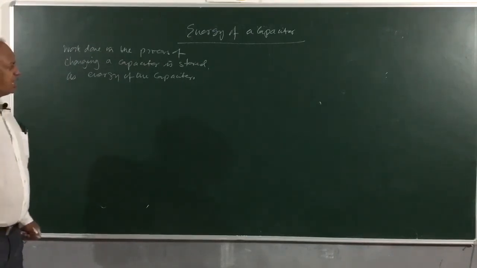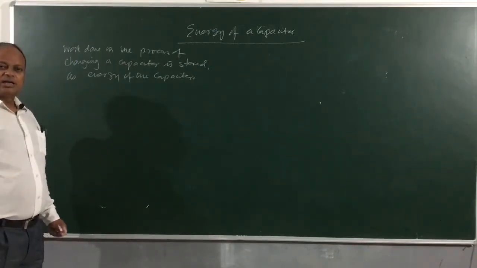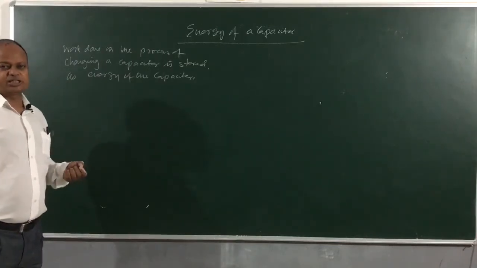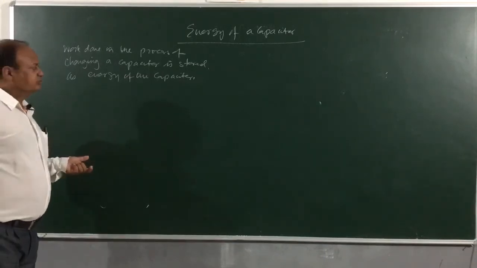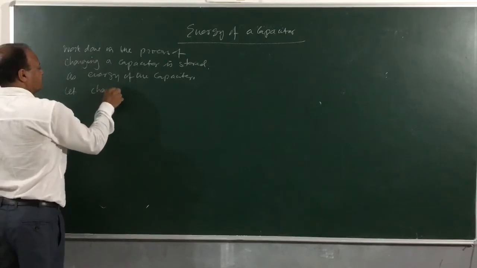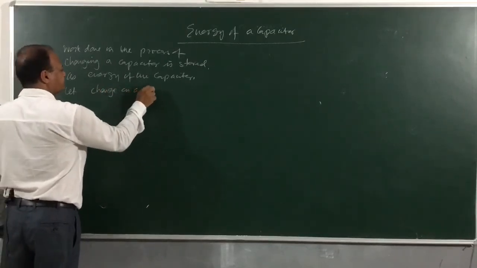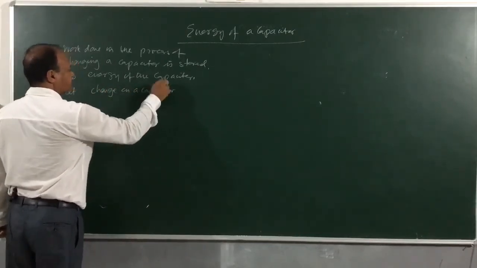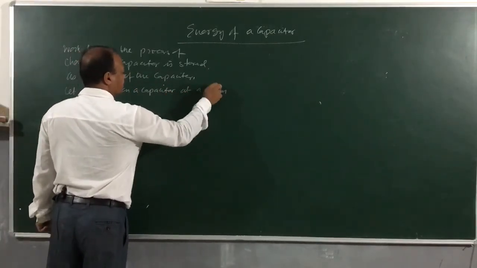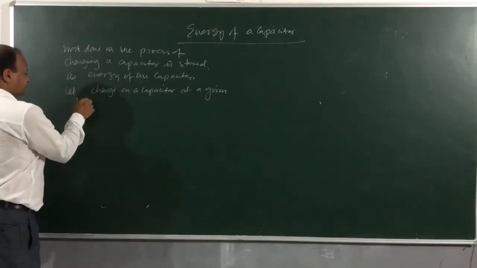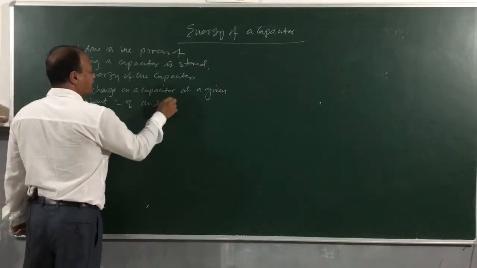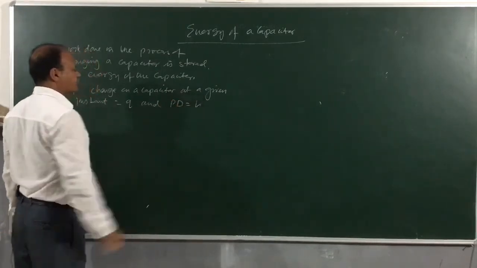Suppose I give a capacitor and we transfer charge Q to the capacitor. How much are we transferring? Q. Let the charge on a capacitor at a given instant be equal to Q, and the potential difference is how much? V, between the two plates.